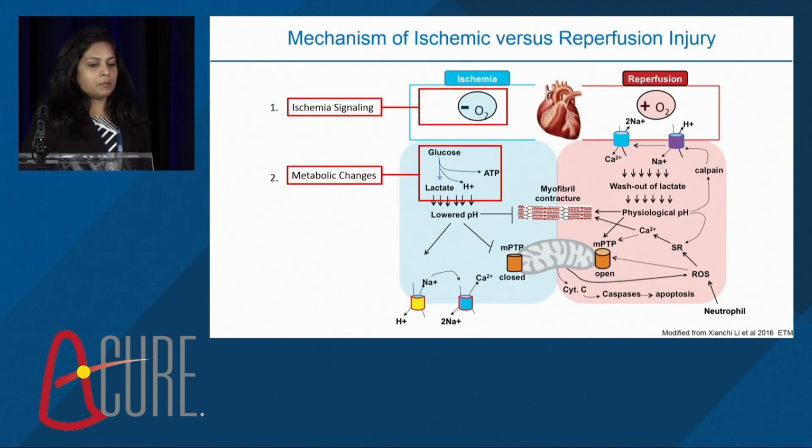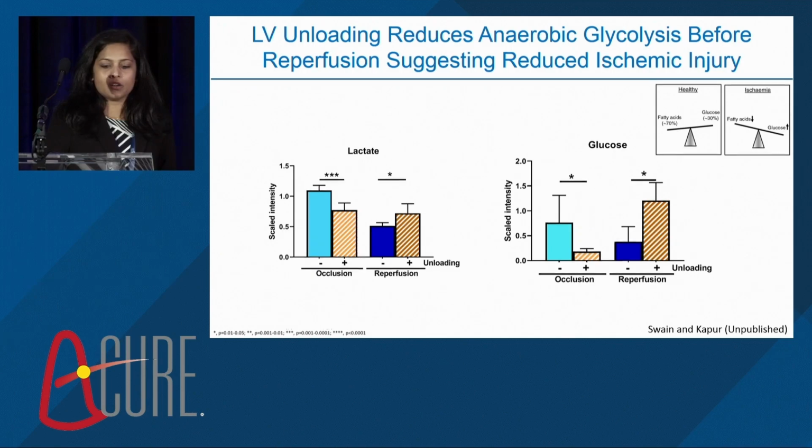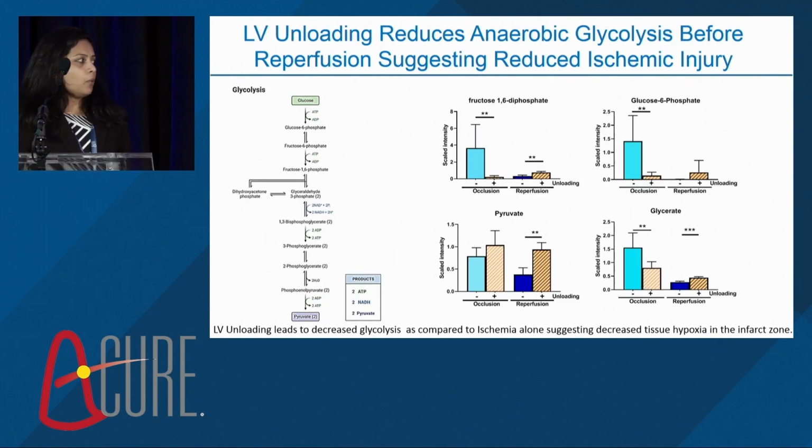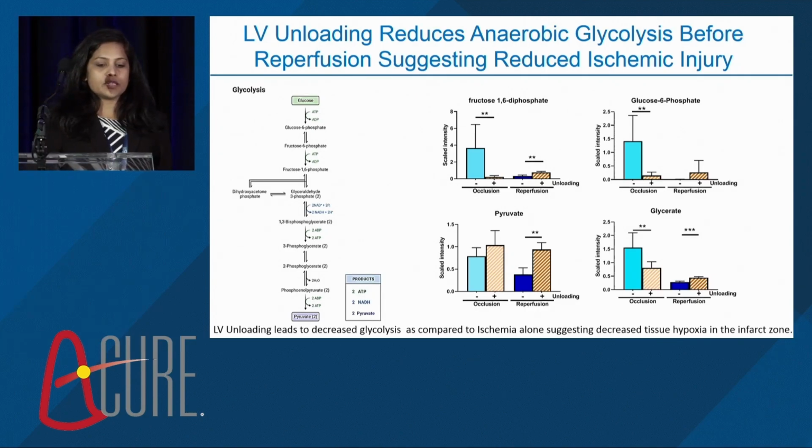Now the second part is metabolic changes. So yeah, HIF is now reduced with transvalvular unloading, but is it also rescuing the metabolism in the myocardium? So when we looked at the markers of anaerobic glycolysis, lactate and glucose in these infarct zones, we found lactate was significantly down with LV unloading during ischemia, so was glucose. Also, other metabolites from this pathway were significantly reduced during ischemia, other than pyruvate, which might be from other gluconeogenesis pathway. We can create pyruvate. But other than that, the markers of glycolysis were significantly down.